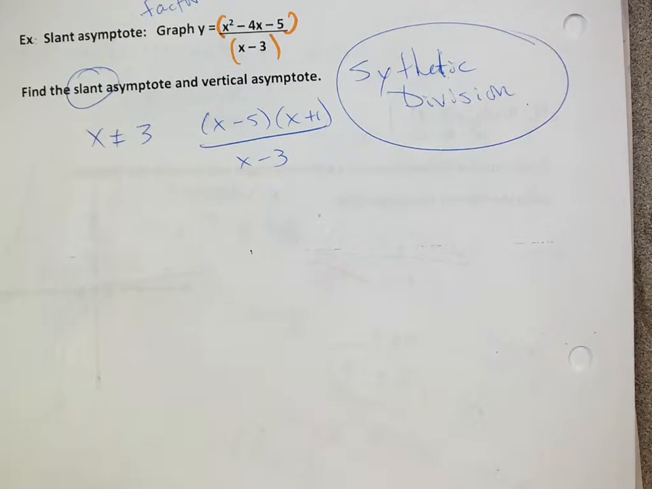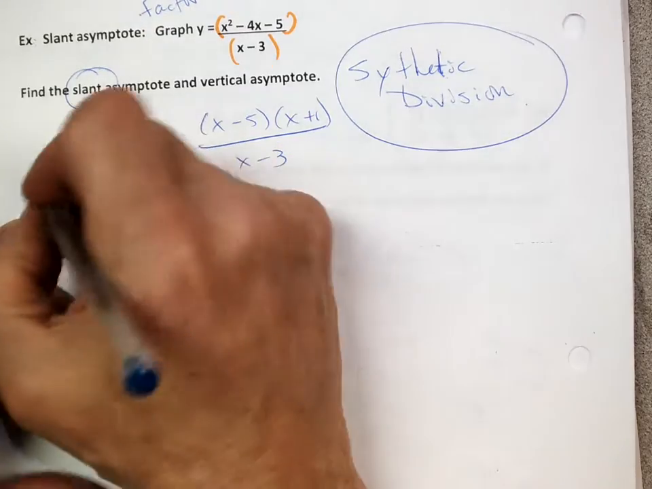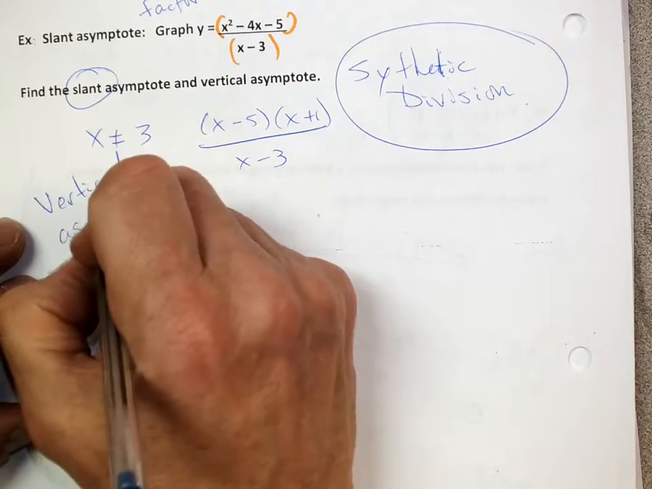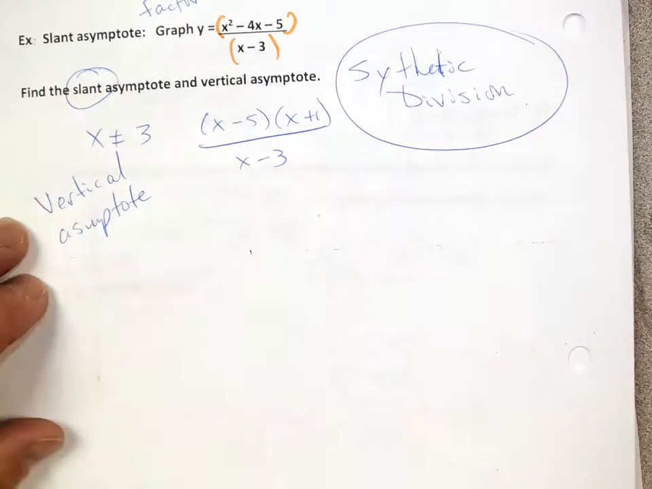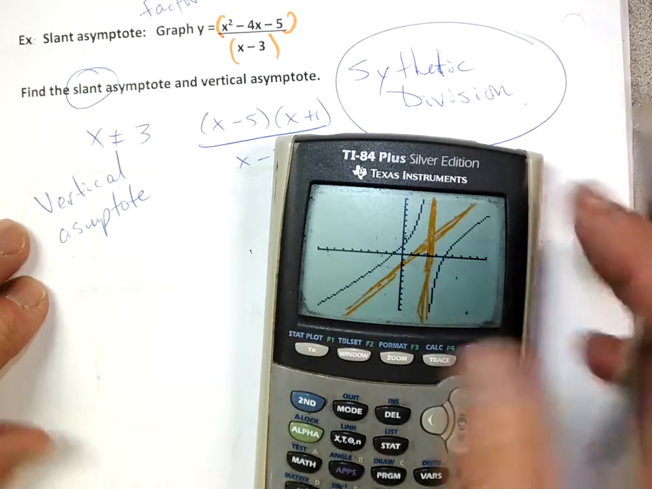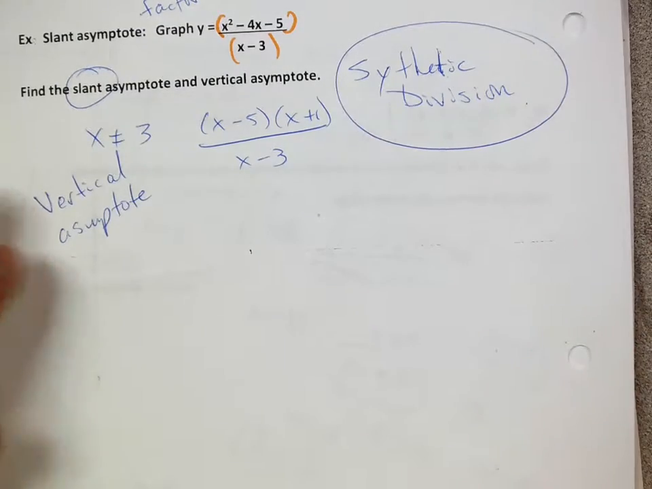It's a vertical asymptote. So at x equals 3, we have a vertical asymptote. Okay, that's kind of what I thought. Go back to looking at that, right? I kind of thought there was one there. Yep, sure enough there is. Now, let's see. There is a slant asymptote.